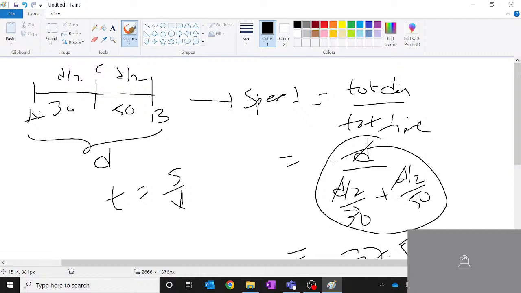where it says the first half of the distance it travels with 30, the second half of it travels with 50. That is why they have asked you average velocity or average speed. Do not assume that I will do 30 plus 50 divided by 2. No, don't do that. Do not make that mistake. Clear? Understood?